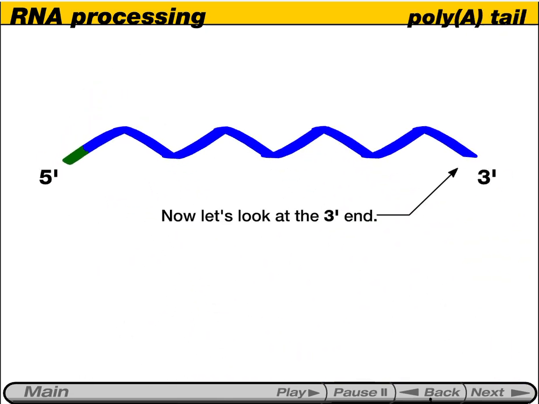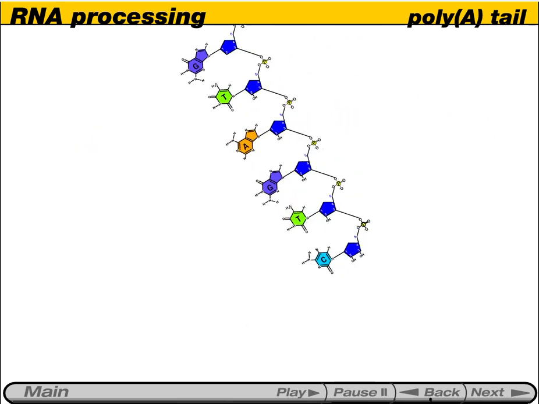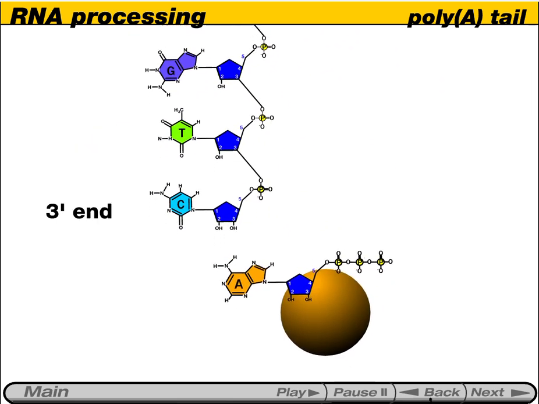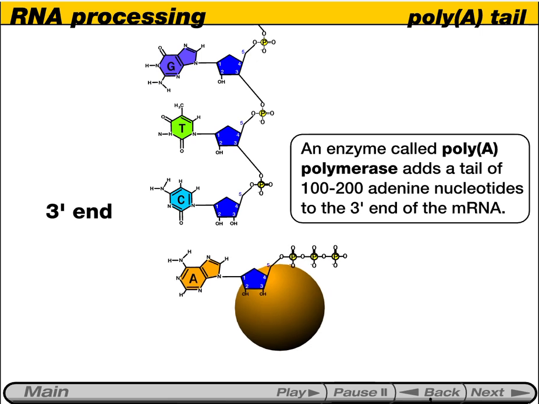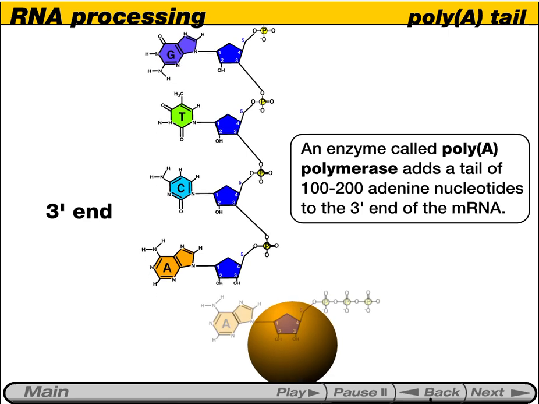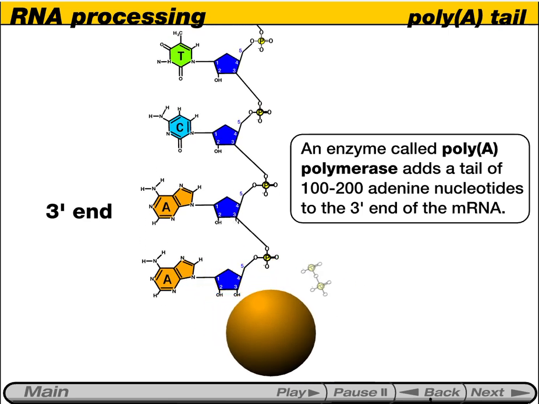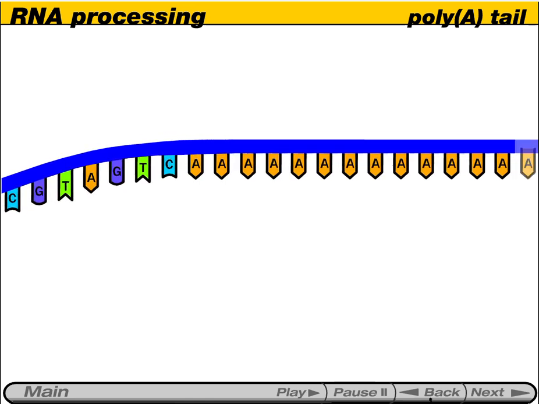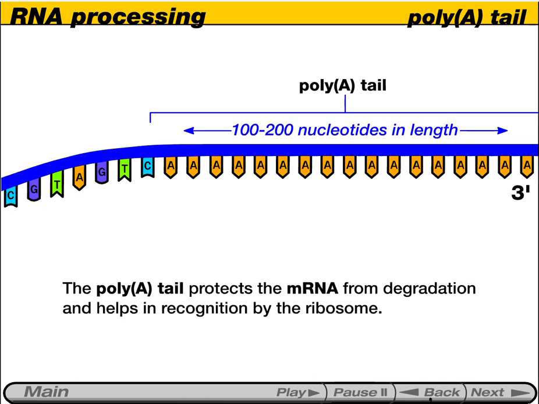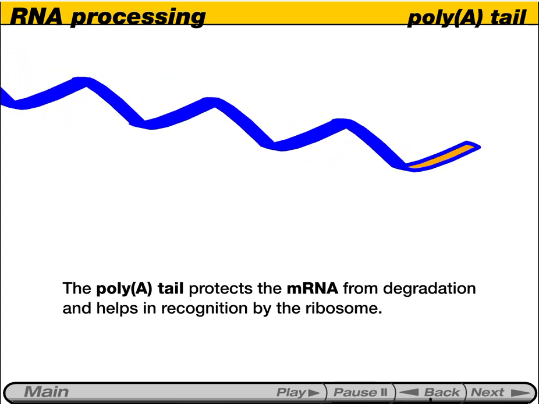Now let's look at the 3' end. An enzyme called poly A polymerase adds a tail of 100 to 200 adenine nucleotides to the 3' end of the mRNA. The poly A tail protects the mRNA from degradation and helps in recognition by the ribosome.